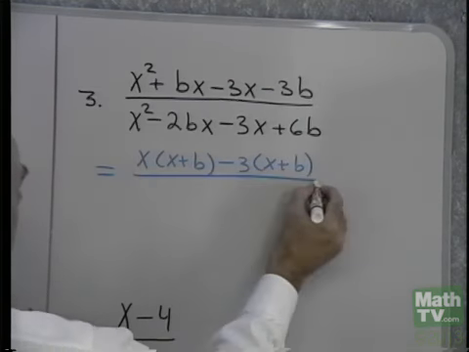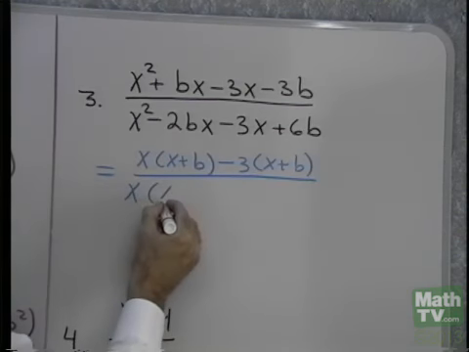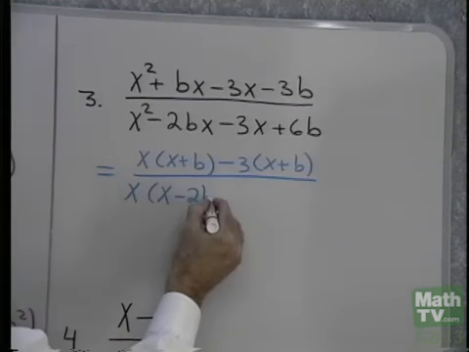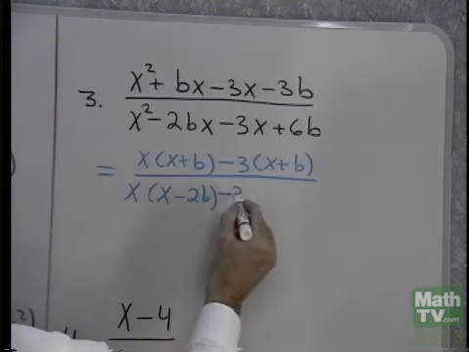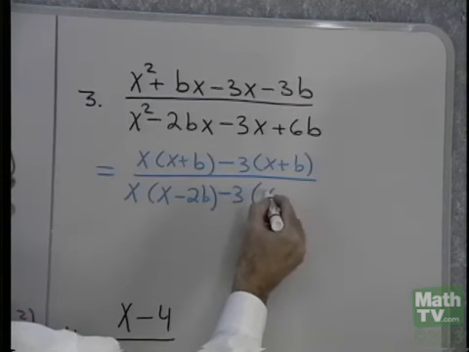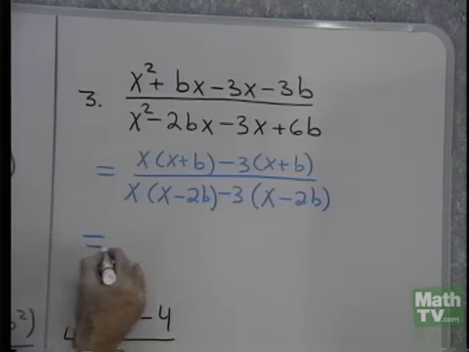In the denominator, I'll go to the first two terms and factor out an x. What's left is x minus 2b. And out of the second two terms, I'm going to factor a negative 3 so that what's left is x minus 2b there also. Now I continue to factor by grouping.